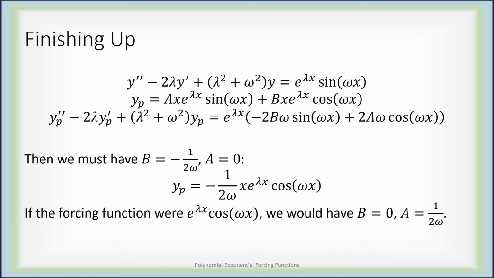And if the forcing function I were trying to get out was e to the lambda x cosine omega x, well then, I would want this to be 1, so I would set a to be 1 over 2 omega, and I'd want this to be 0, so I would set b equal to 0. That would turn the proposed solution into positive 1 over 2 omega x e to the lambda x sine omega x. So according to whether you want to get out e to the lambda x sine omega x or e to the lambda x cos omega x, here are the y sub p's that do that.